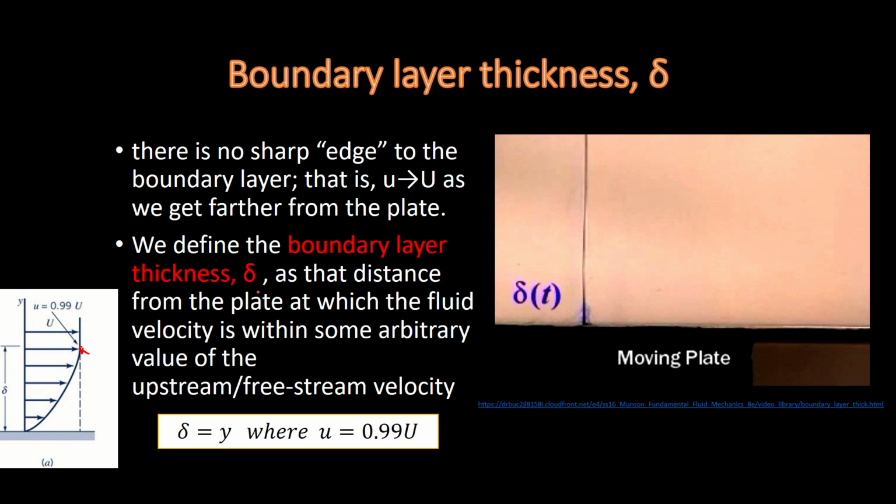We define the boundary layer thickness as the distance from the plate, as I mentioned before, at which the fluid velocity is within some arbitrary value of the upstream or free stream velocity. So at y equal to delta, which is the boundary layer thickness, u, the velocity in this boundary layer region, equals 0.99 U, 0.99 of the free stream velocity.